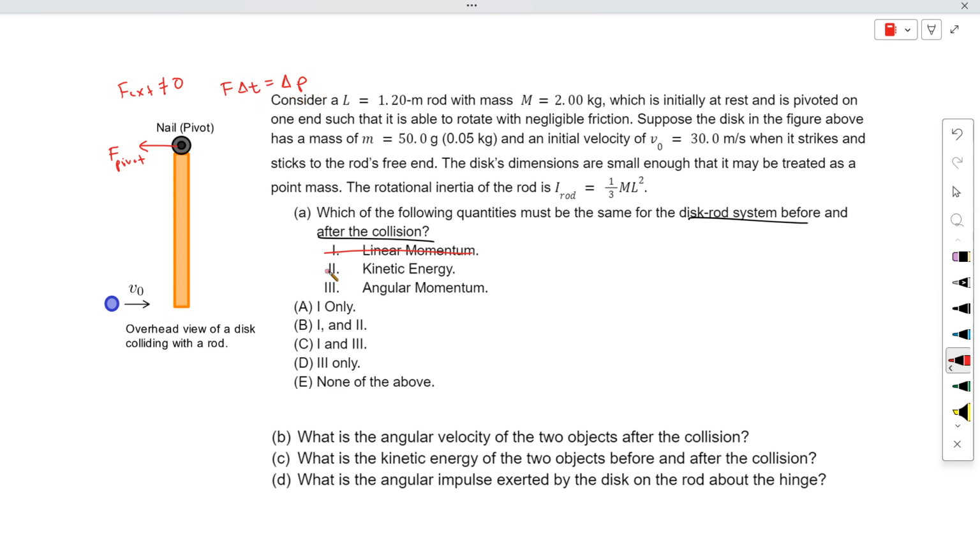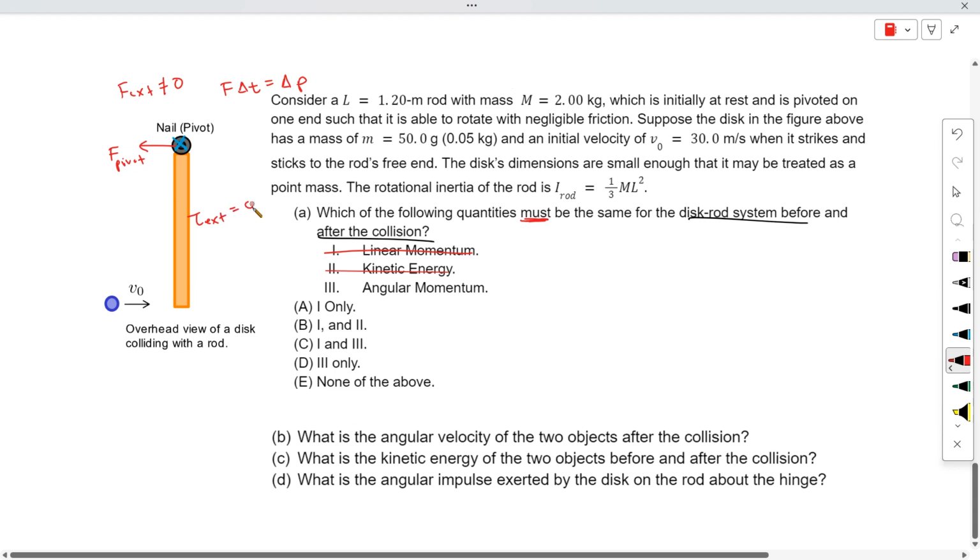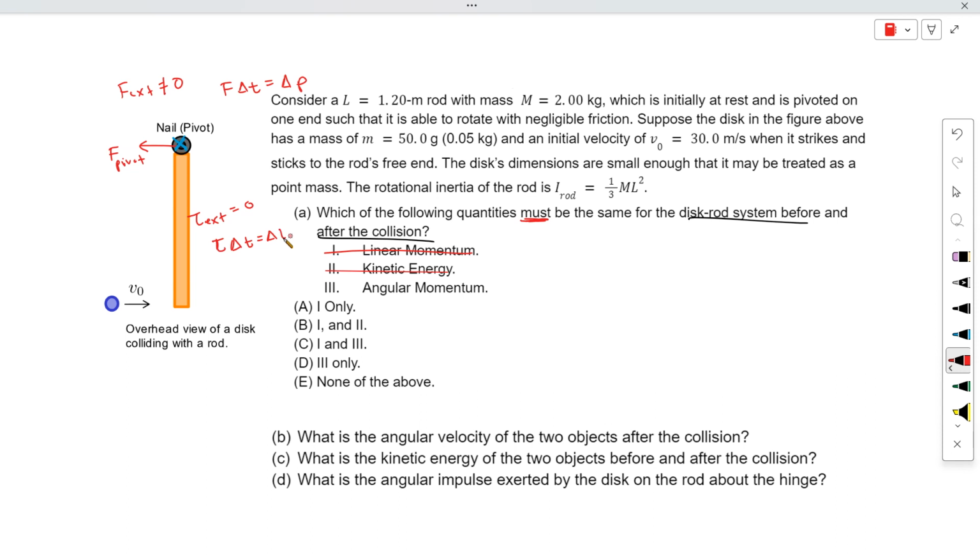In a collision, we don't know that kinetic energy is conserved, only if it's an elastic collision, only if they tell you and there's no physical damage. But in this case, because it sticks, there's definitely physical damage. Angular momentum: well, if we're rotating around this axis point right here, even though the external force isn't zero, the net torque is zero. There's no external torque on the system, which implies that the torque over time, the angular impulse, is zero. So there's no change in angular momentum. That's why that is conserved.